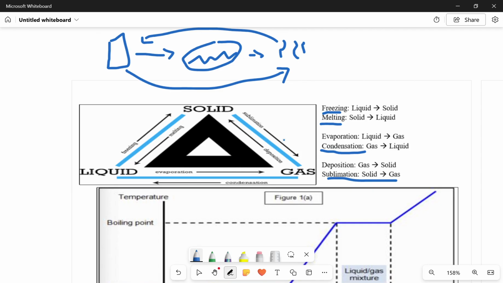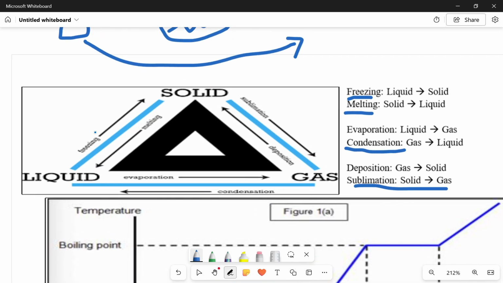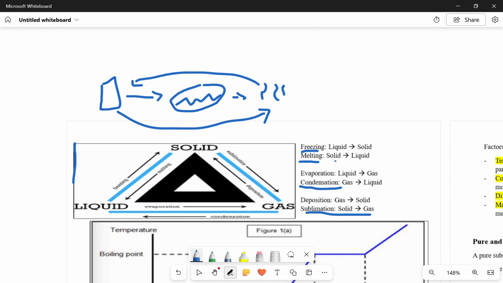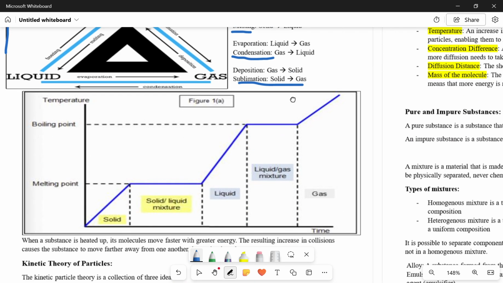So just seeing this triangle, you can use this for visual learning. I'll explain it later when we look at kinetic and particle theory, why this happens.